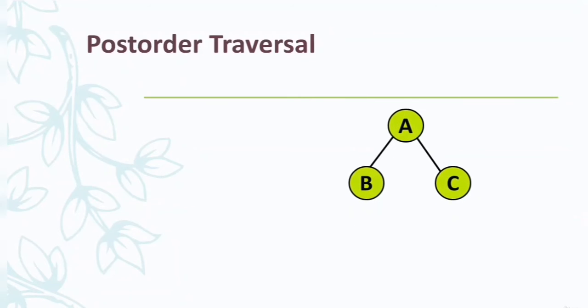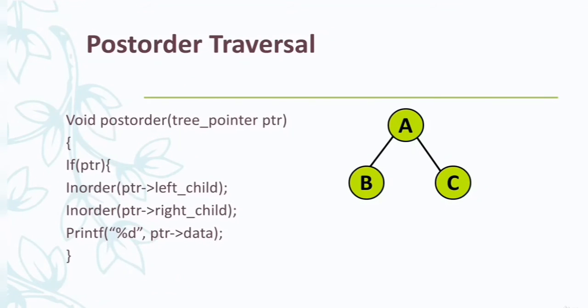The third traversal is the post-order traversal. Again we are considering the same example and the structure for post-order traversal can be written like this. In this case the data part is written last. It follows the sequence of first the left child, then the right child and then the root. In this case the left child is B, the right child is C and the root is A, and hence the post-order traversal will be B, C and A.